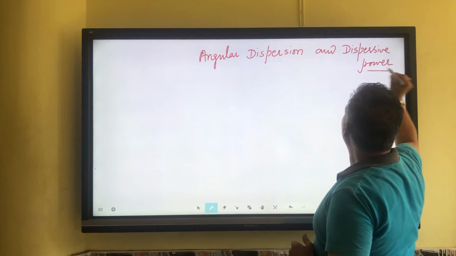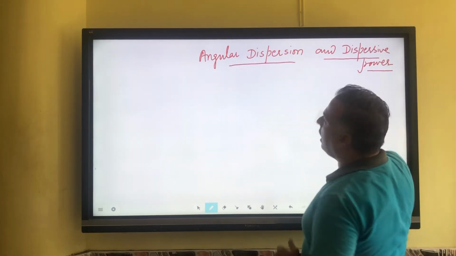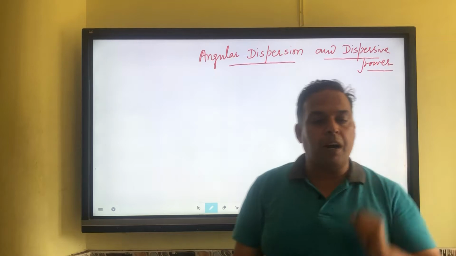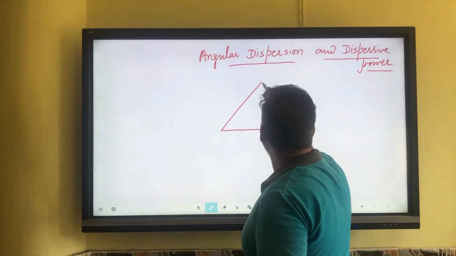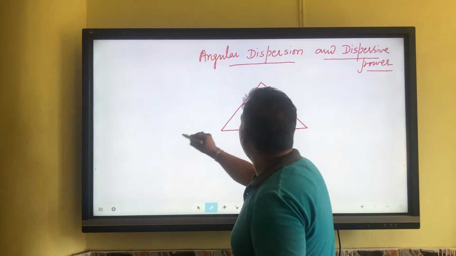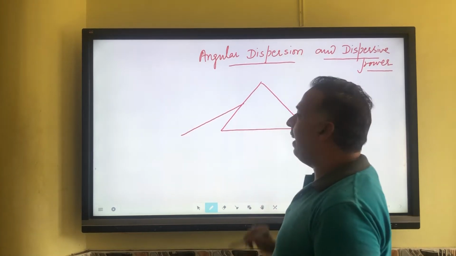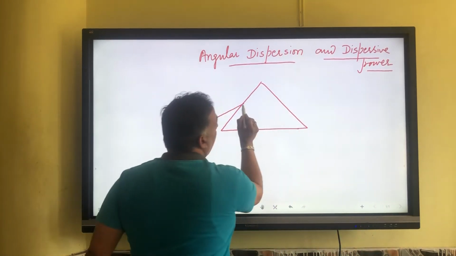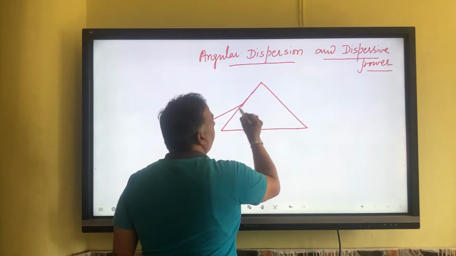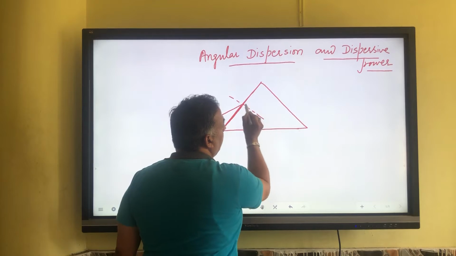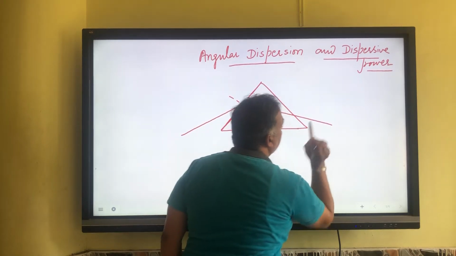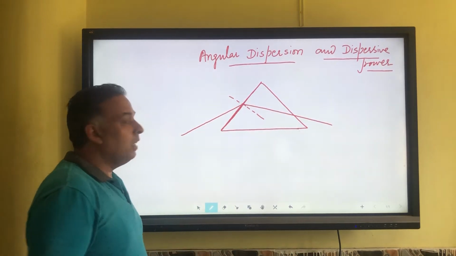Prism. What's the meaning of angular dispersion and dispersive power? Here, this is a prism, and this is an incident ray that falls on its refracting surface. If I draw a normal, this ray will bend in towards the normal.